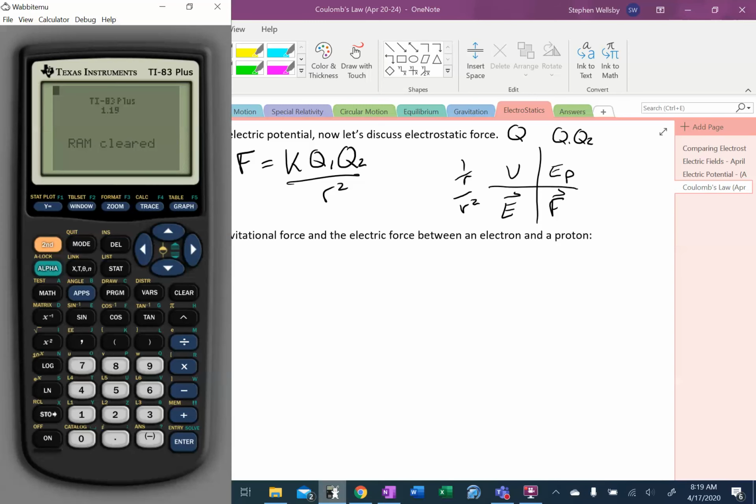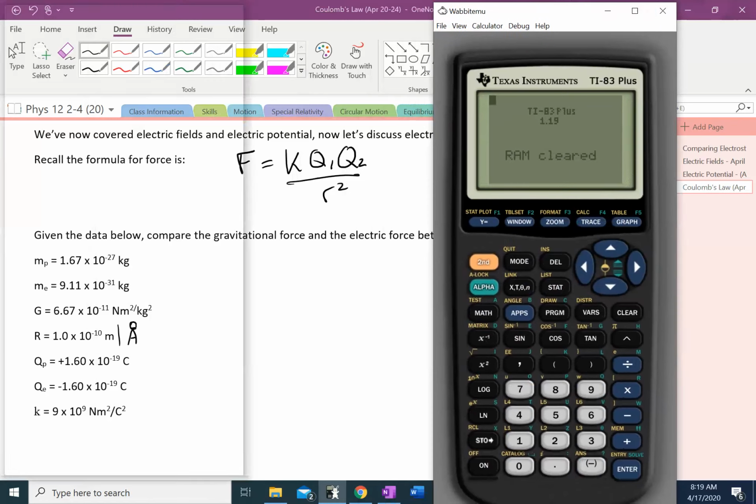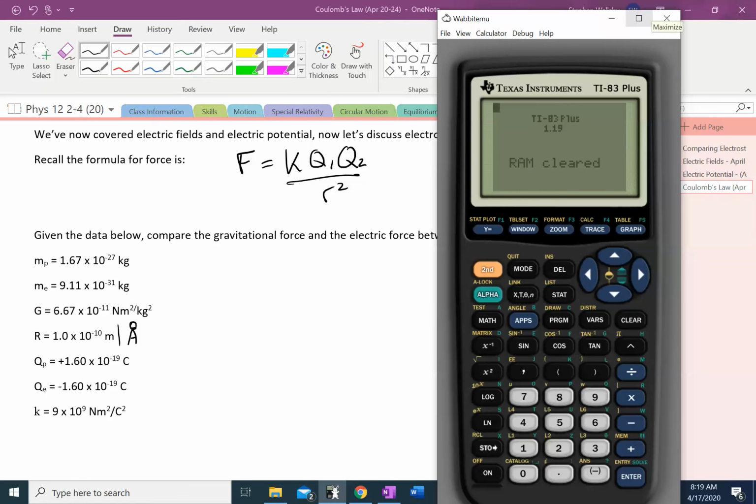Okay, well, I'm sure you're back now from calculating that, so let's see what we have here. Let's do the gravitational force. So it's going to be 6.67 times 10 to the minus 11 multiplied by the mass of the proton, 1.67 times 10 to the minus 27, multiplied by 9.11 times 10 to the minus 31. That's the mass of the electron. We're going to take that divided by 1 angstrom squared.